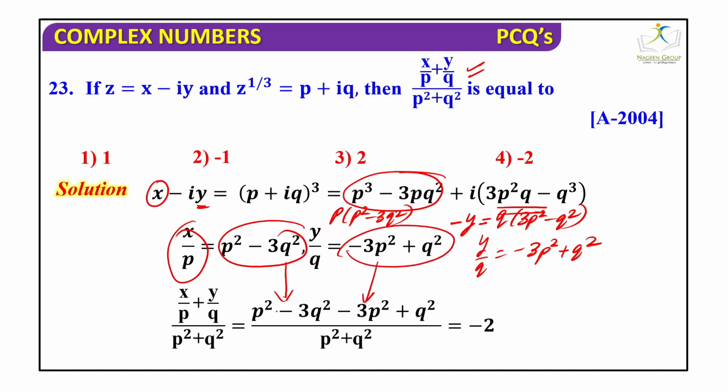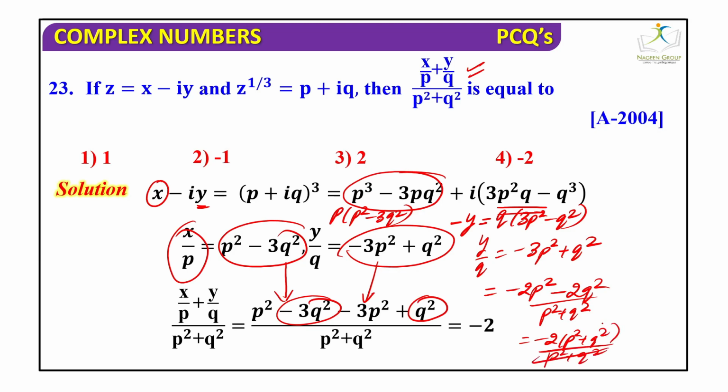Okay, so the value will be here p square minus 3q square, this minus 3p square plus q square. From here p square minus 3p square equals minus 2p square. Then minus 3q square minus q square equals minus 2q square divided by p square plus q square. Take common minus 2, this will be equal to p square plus q square divided by p square plus q square, and this cancels and the answer is equal to minus 2.